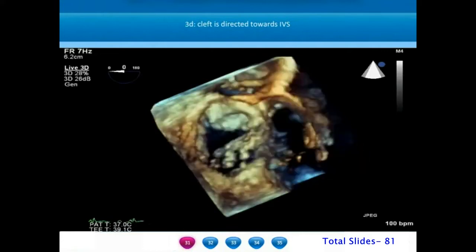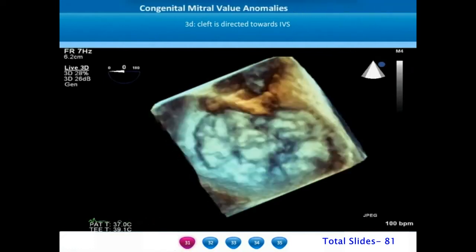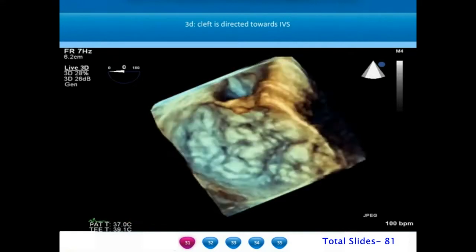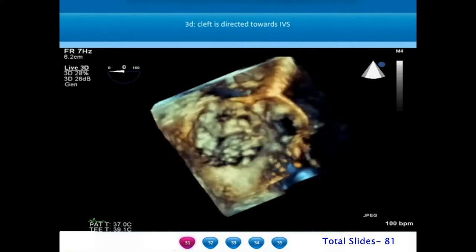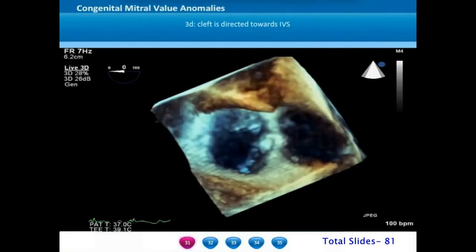On a three-dimensional atrial en face view of the AV valves, we are able to appreciate that the mitral valve is appearing as a three-leaflet structure. The leaflet on the left hand of the screen is the left mural leaflet. The two leaflets on the right hand of the screen will represent the superior and inferior bridging leaflets, and the gap between the two is the cleft, or the zone of opposition between the superior and inferior bridging leaflet. We can notice that in AV septal defects, the cleft is directed towards the intraventricular septum.